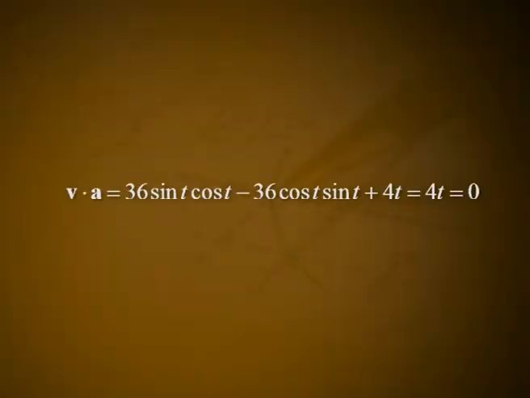To find the times when v and a are orthogonal, we look for values of t for which v dot a = 36 sin t cos t minus 36 cos t sin t + 4t, which is equal to 4t = 0. The only value is t = 0.